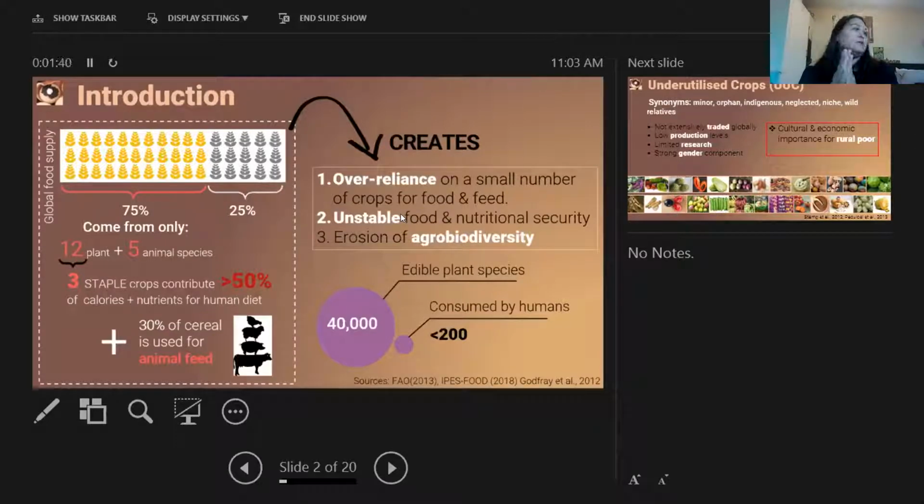This also leads to erosion of agrobiodiversity and loss of diet diversification and traditional diets, which is quite ironic because throughout human history, there have been more than 40,000 plants that have been used in some form for food or fodder or for medicinal purposes. And at current, we consume less than 200, and that includes all these minor crops and underutilized crops, which is what I have been researching for the last almost 4 years.